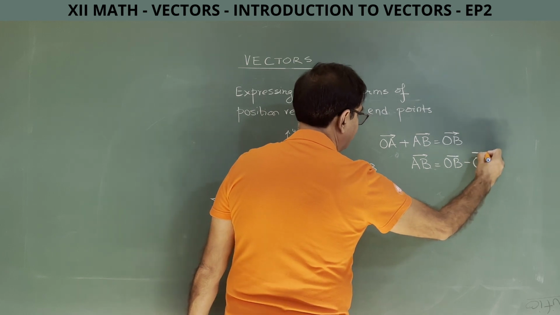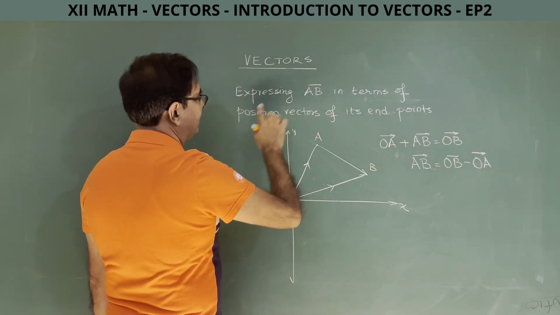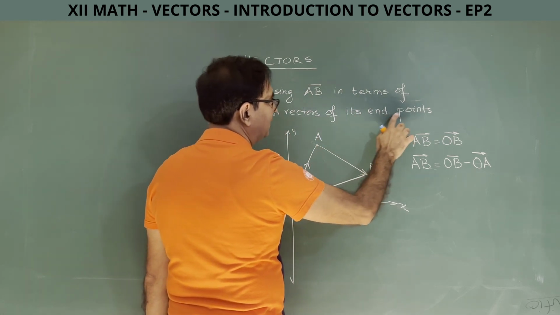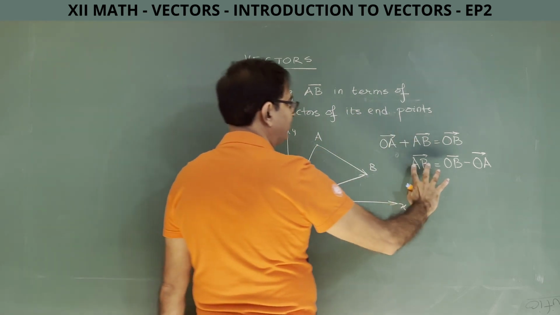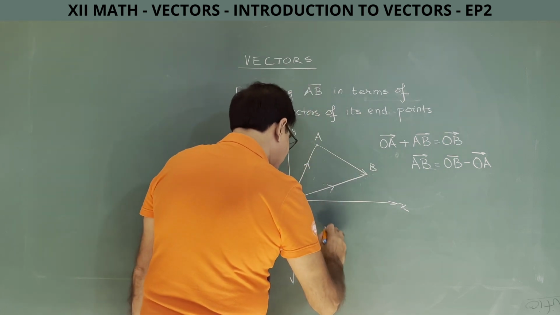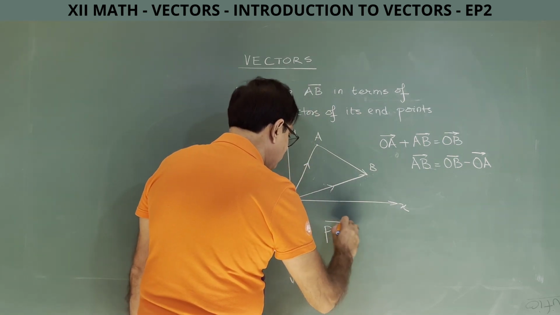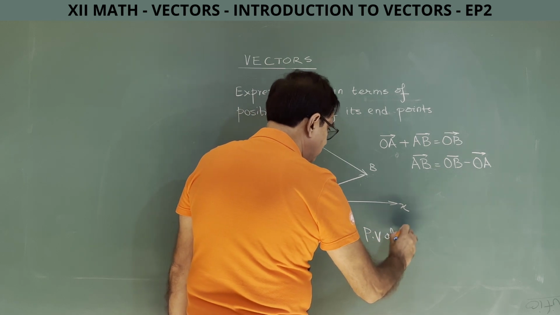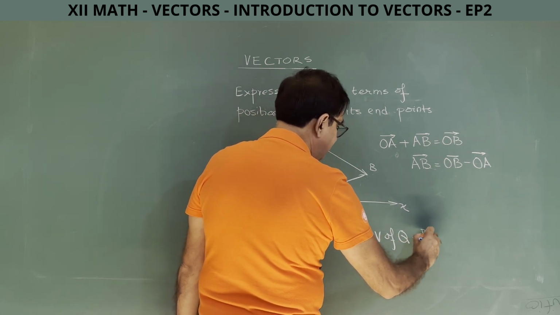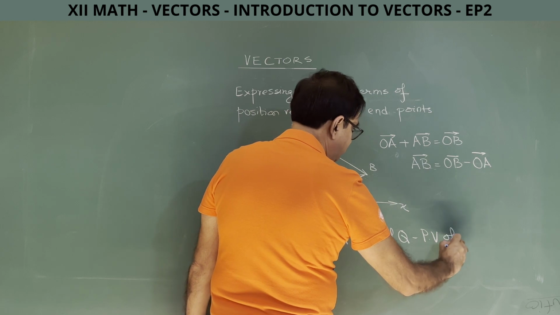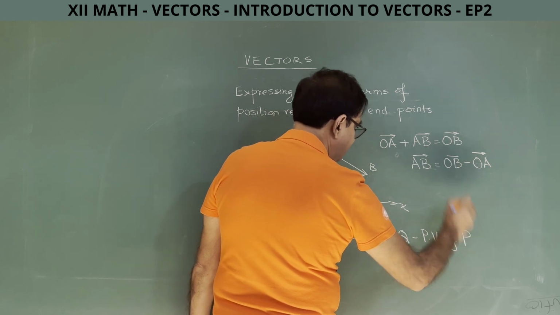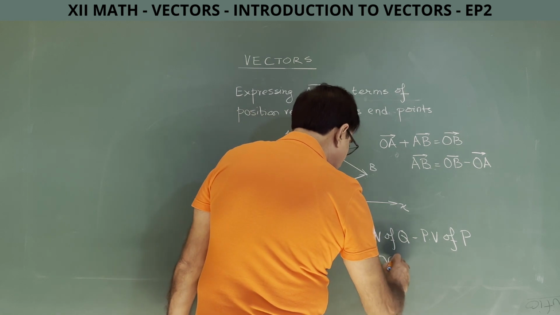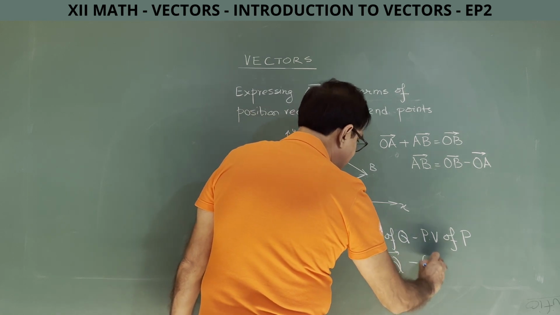So this is the topic. Every vector can be expressed in terms of position vectors of its endpoint. So what is vector AB? Let me write a formula for you. What is vector PQ? I can call it the position vector of Q minus position vector of P. If you are representing with two alphabets, this will be OQ minus OP.